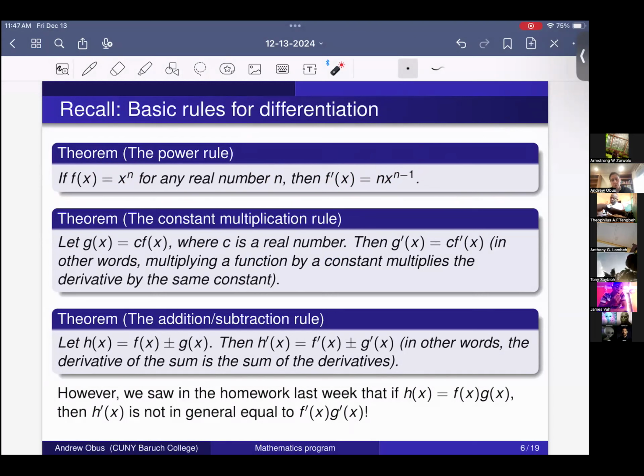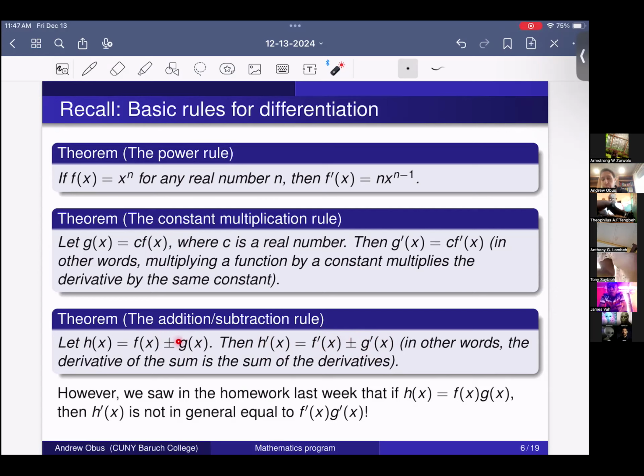Then we have these other 2 rules that we already used in the homework, which is the constant multiple rule. Basically, if you multiply a function by a constant, then the derivative gets multiplied by the same constant. And then we also have this addition and subtraction rule, which is that if we add or subtract 2 functions and take the derivative, the way we do that is by taking the derivatives of each of the 2 functions and adding and subtracting them. Okay, so the derivative of the sum is the sum of the derivatives.